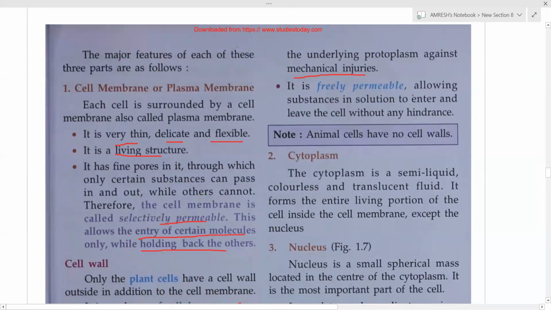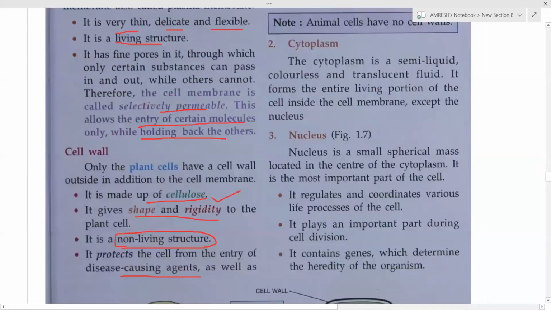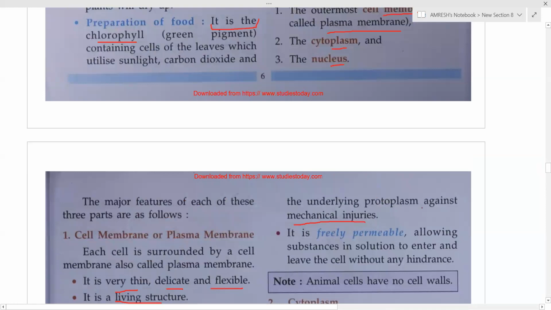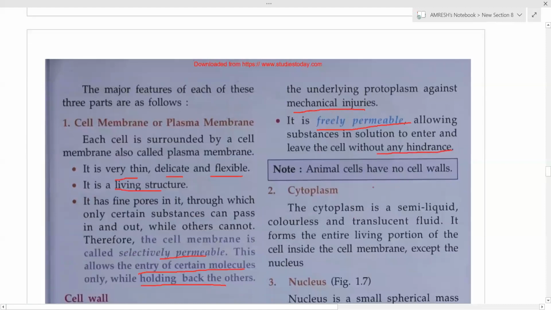See, a plant cell has to sustain many more unfavorable conditions than an animal cell. So for protection, it has a cell wall, so that it prevents disease-causing agents and mechanical injuries. It is freely permeable. What is freely permeable? Everyone is allowed, without any hindrance. No restriction. And in the animal cell, you have no cell wall.